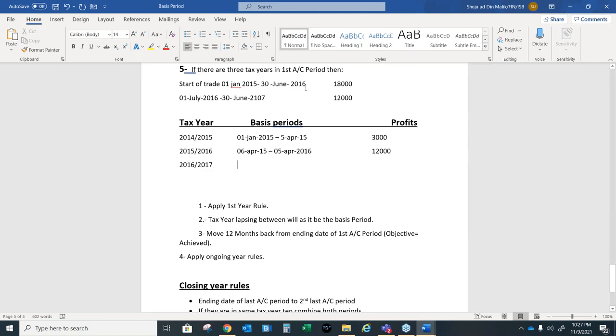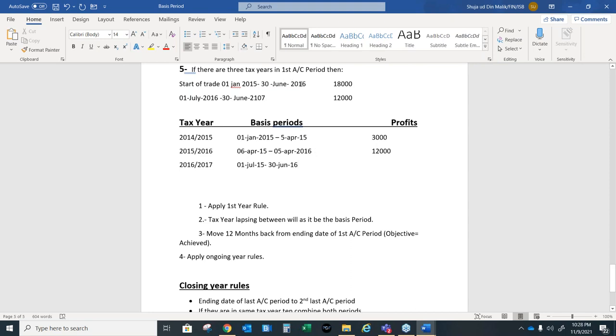Now, if I move 12 months back from 30th June 16, I will be reaching 1st July 15, till 30th June 16. Again, when I reached 5th April 2016, I have not yet exhausted the first accounting period fully.